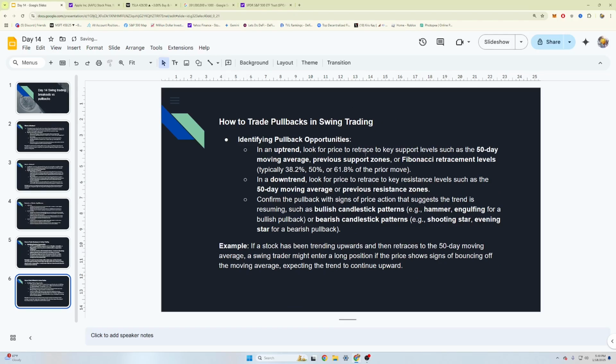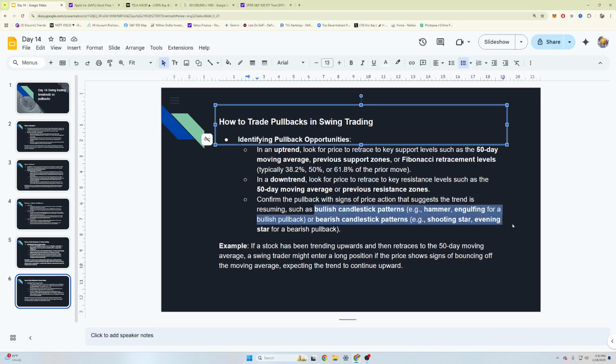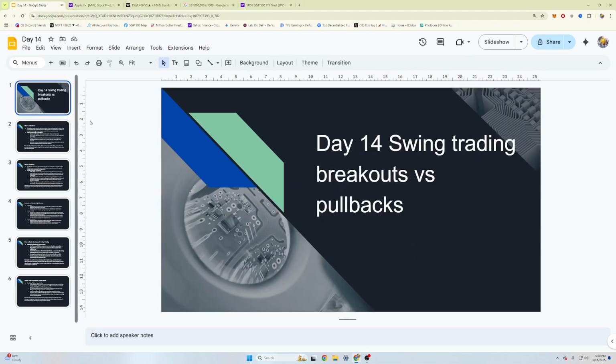And then how to trade pullbacks in swing trading. Identify pullback opportunities. Some people use Fibonacci zones. I don't like that. Too discretionary for me. 50-day moving averages, that's more mathematical for me. I like that. I like a longer time frame, but previous support and resistance, I don't like that. It's discretionary. Confirm the pullback with signs of price action that suggest bullish candlestick patterns. Like I said, the most discretionary we get is doing these candlestick patterns. I only like the hammer and the shooting star. So that's pretty much how to do swing trading, breakouts and pullbacks.